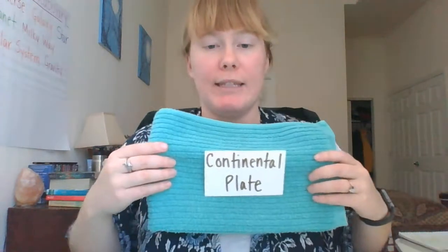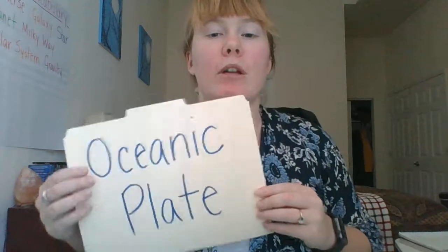So this is our model. It's a towel for our continental plate. Okay, you can see it's a hand towel. It's pretty thick. That's our continental plate. And for our oceanic plate, we are going to be using a manila folder. Very thin, okay?